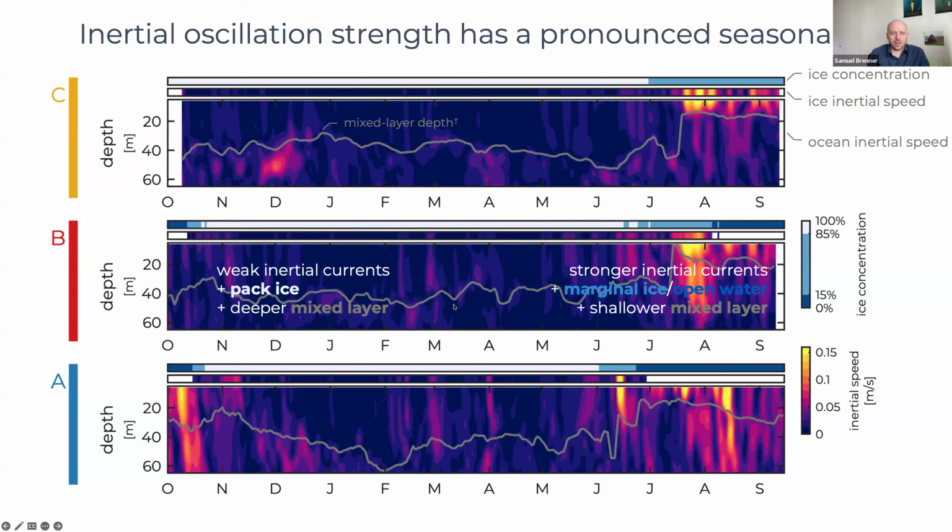Underneath the pack ice, we have really weak inertial currents and a deeper mixed layer. And then as we shift into the summer period, when we have a shallower mixed layer and we shift to more marginal ice and open water, there's this increase in the inertial current strength. And this seasonality isn't something new. This is something that's been seen for a while. This is consistent with observations that people have been making of inertial oscillations for a while. And it's one of the classic lines of evidence about sea ice reducing stress transfer into the ocean.